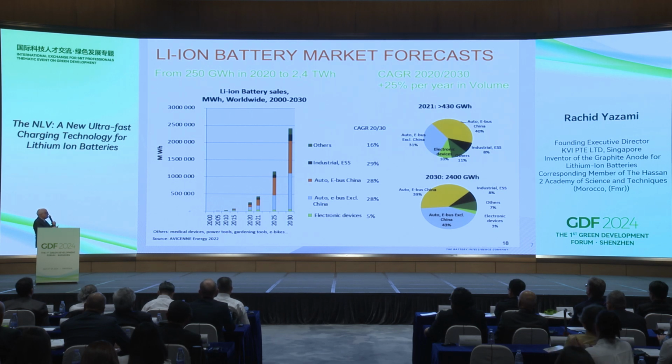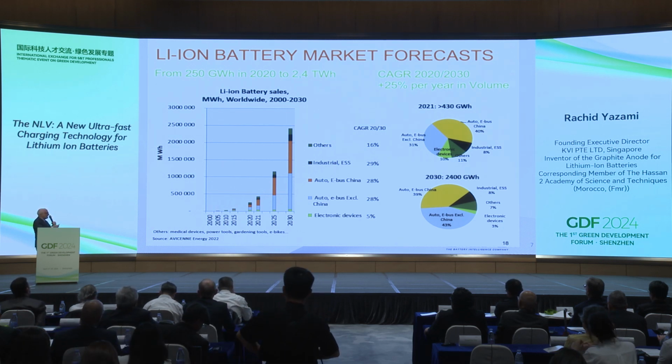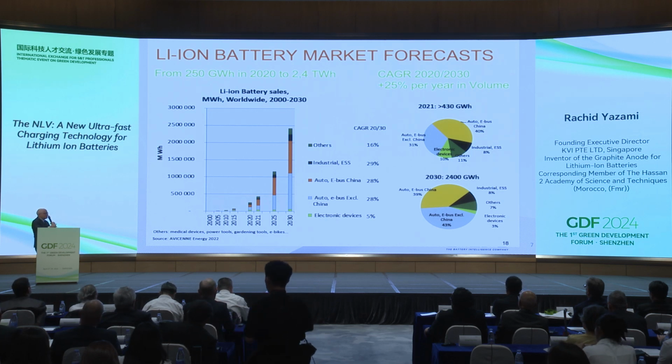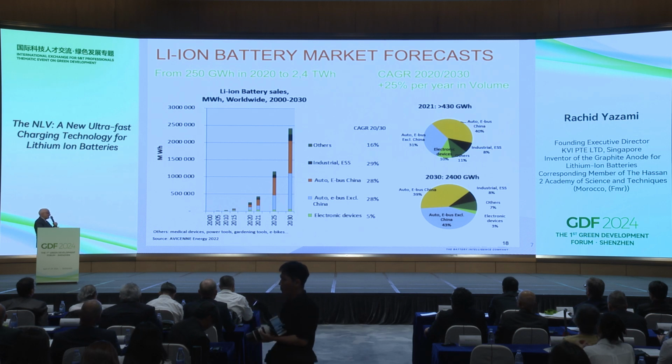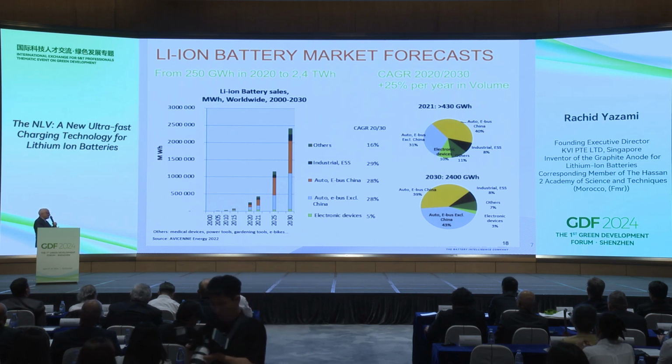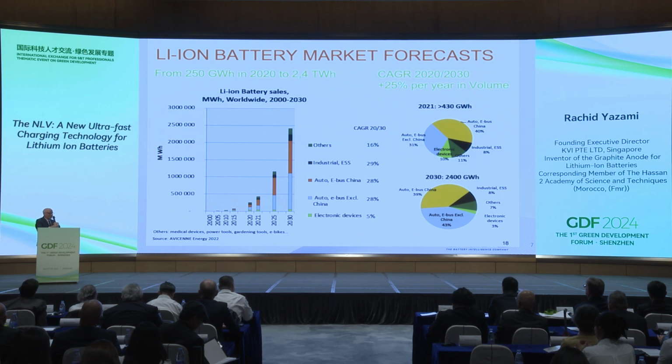So in 2021, there was a production of around 430 gigawatt hours of lithium-ion batteries, and in 2030 it is expected that it will be over 2.4 terawatt hours produced worldwide. Even these numbers are actually revised every year, and we are close now to 3 terawatt hours in 2030, because the need for lithium-ion batteries is growing exponentially, as I said.